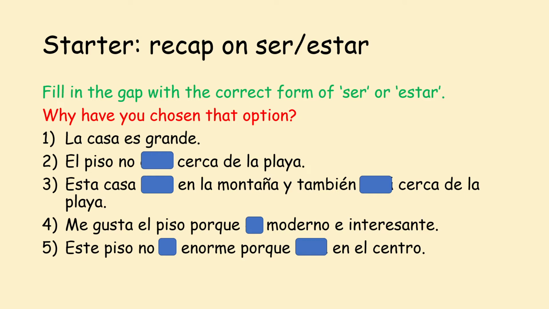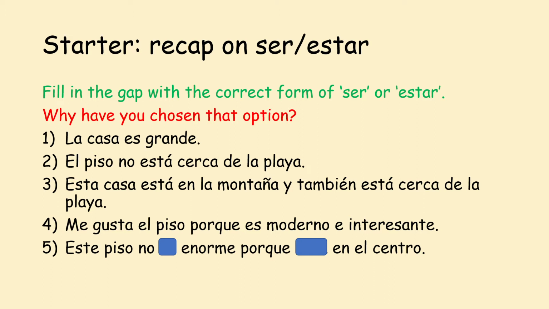Okay. El piso no está cerca de la playa. The flat is not near the beach. Location. That's the reason why. Number 3. Esta casa está en la montaña y también está cerca de la playa. This house is in the mountains and it's also close to the beach. Again, location. Number 4. Me gusta el piso porque es moderno y interesante. So we're describing the flat itself here.